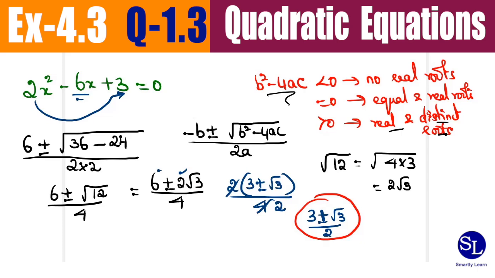To make it clear, the roots are written as 3 plus root 3 by 2, comma, 3 minus root 3 by 2. Now see what the challenge is in trying to do this through splitting the middle term. Not all quadratic equations, although with good intentions we try splitting the middle term, will work. This particular formula will be especially useful when the roots are fractions or when they have some irrational components within them. In that case, opting for this method is definitely helpful.